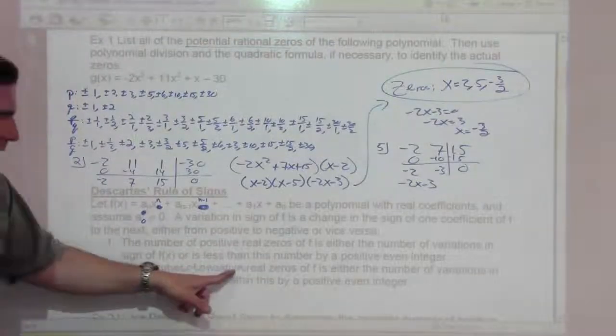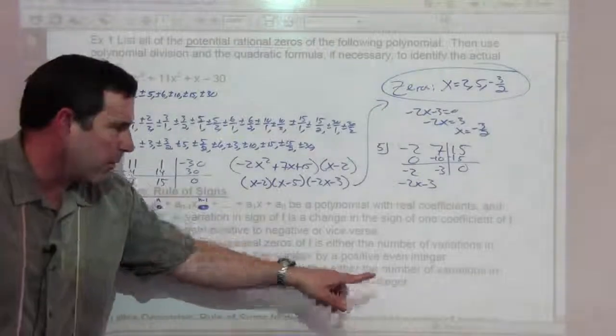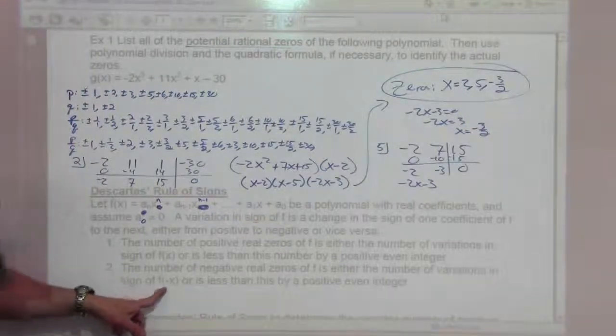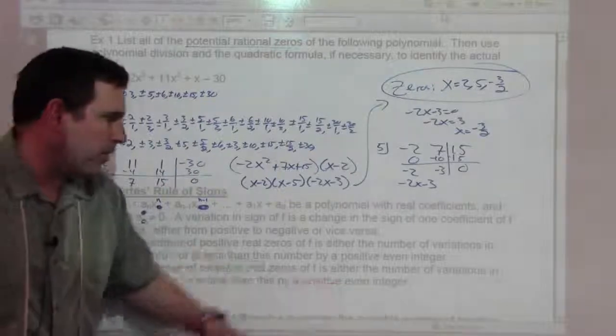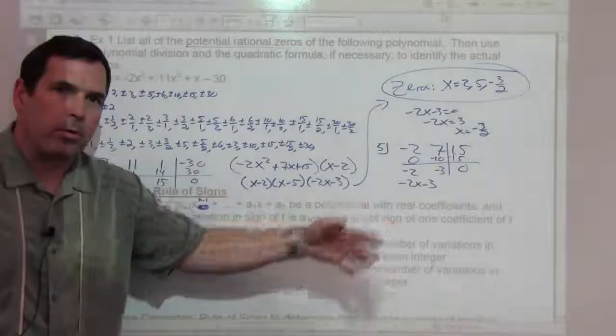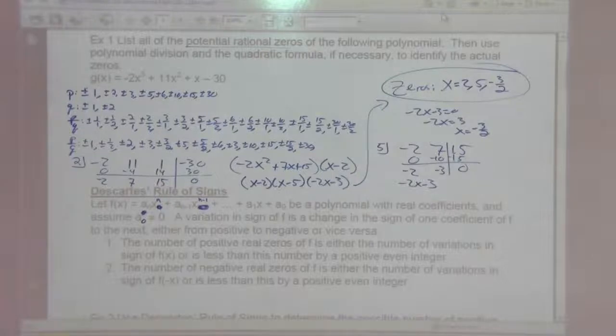The number of negative real zeros of f is either the number of variations in the sign of f of negative x, you have to evaluate that, or is less than this by a positive even integer. It could be 2, 4, 6, and you keep on going down until you get to 0.